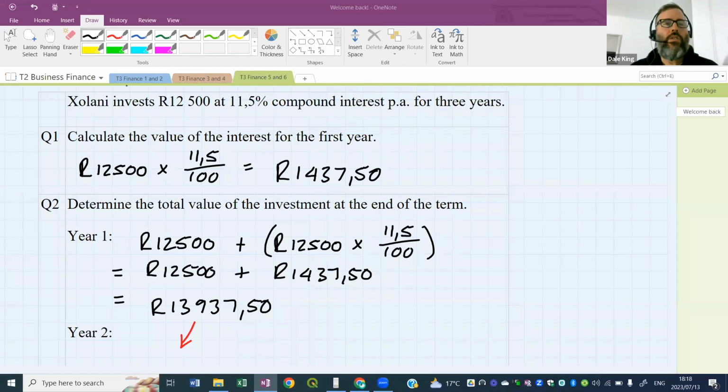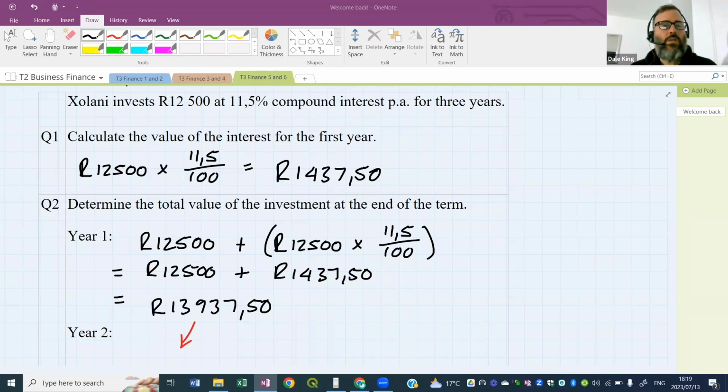Okay, the scenario. So this person is investing money in a bank or an investment company. He's investing 12,500 Rand, and he is going to get 11.5% interest on that investment every year. If we look at question 1, it says, how much interest did he earn in the first year? So that calculation there, 12,500 times the 11.5%, expressed as a fraction. He'll earn 1,437 Rand 50 in the first year.